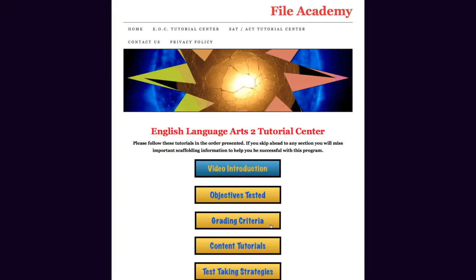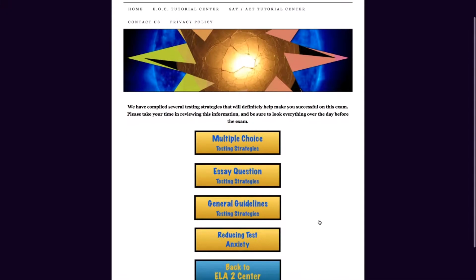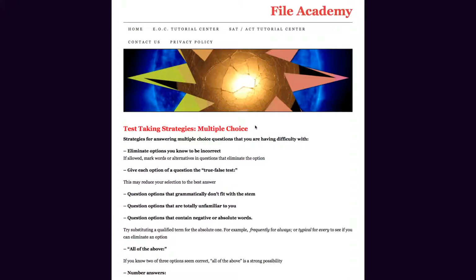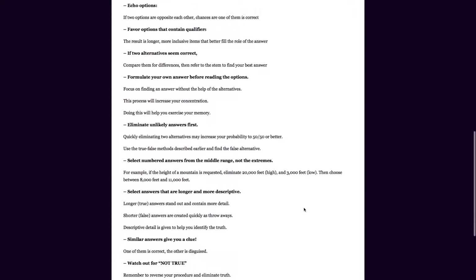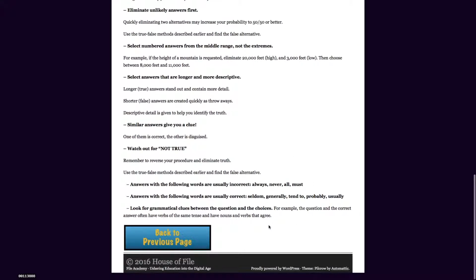Then after the tutorial content, we have test-taking strategies. Under these strategies, we have strategies for multiple choice, for essay questions, general guidelines for testing strategies, and a section on how to reduce test anxiety, which is extremely important when you're taking these high-stakes tests. That really means a lot to what kind of grades you get on this test. And we have subcategories then. If you go to the multiple choice testing categories, this gives you things to do that can help you eliminate answers or maybe find the right answer when you're really not sure what the answer is.